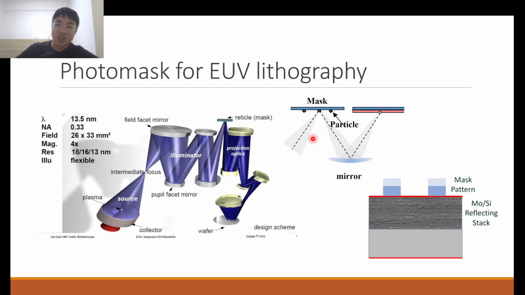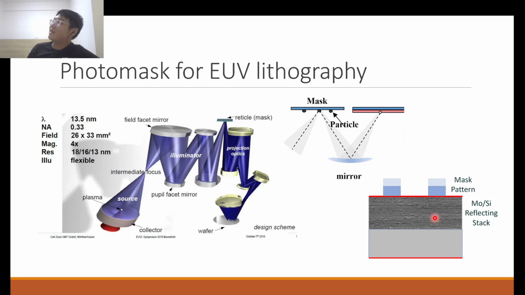The mask must be placed on such a mirror. So we see that the mask, often chromium, is deposited on a mirror, and this mirror is quite interesting also. This mirror is basically a very precise atomic stack of alternating molybdenum and silicon atomic layers. So why do we use this?